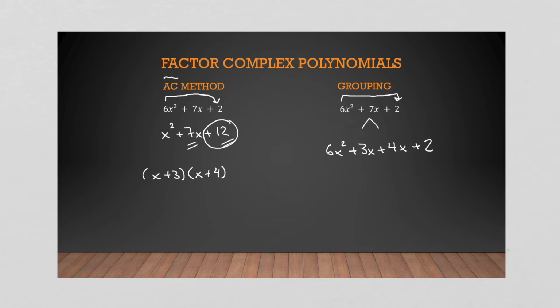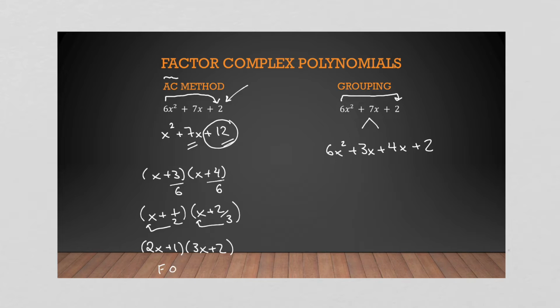Now for the AC method, since we multiplied our last term by 6, we need to divide the two values that will give us our last term by the same amount. We then need to simplify those fractions, or else you're going to be in trouble. Now the last step, which I'll elaborate on later, is the denominator goes above and in front of the x. So we finish with 2x plus 1 times 3x plus 2. And then you can check using FOIL to make sure you did it right.